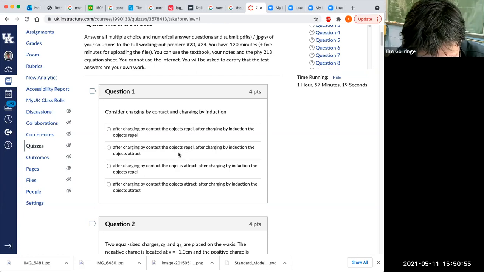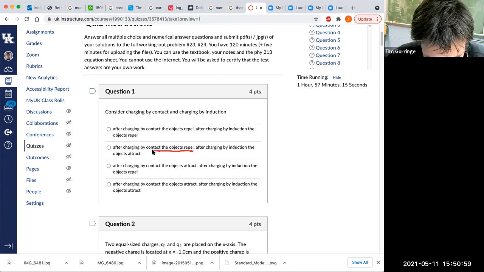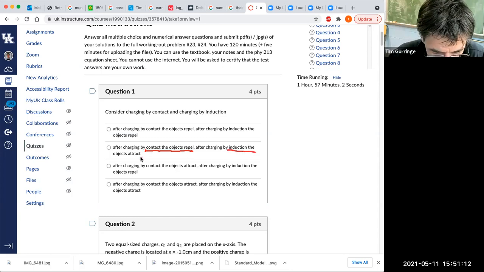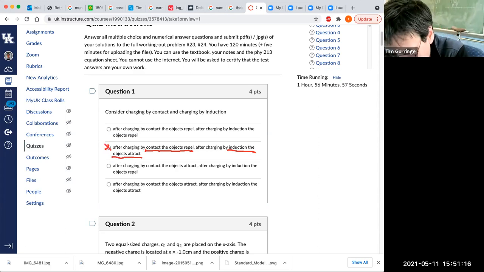And so the correct answer here is that charging by contact will cause objects to repel. Charging by induction will cause objects to attract. So that's number one.